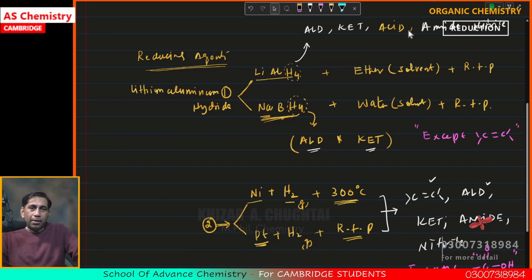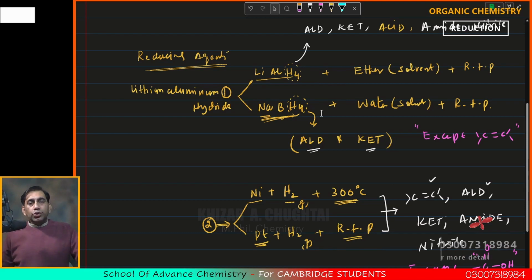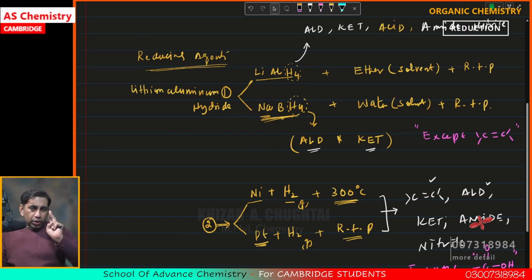So you will remember this one. Lithium aluminum hydride is used to reduce carboxylic acid. Carboxylic acid can be reduced only with the help of lithium aluminum hydride. Sodium borohydride is used to reduce how many functional groups? Sodium borohydride can be used to reduce only 2 functional groups. Lithium aluminum hydride, 5 functional groups.